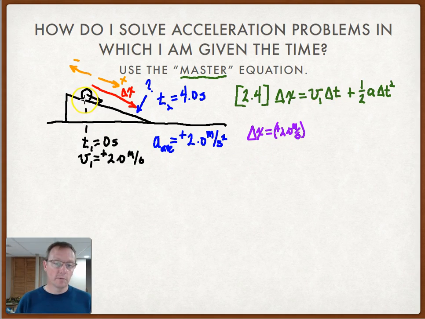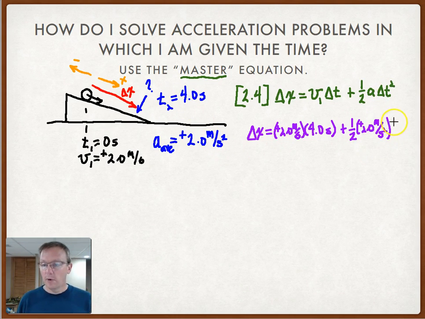So I'm going from 0 seconds here at t1 to 4 seconds at t2. So it's a time of 4.0 seconds. Added to 1/2 times the acceleration, and I said the acceleration down the ramp was positive 2.0 meters per second squared, so I'm going to go ahead and put that in there. Positive 2.0 meters per second squared times the time squared, and the time squared is 4.0 seconds squared.